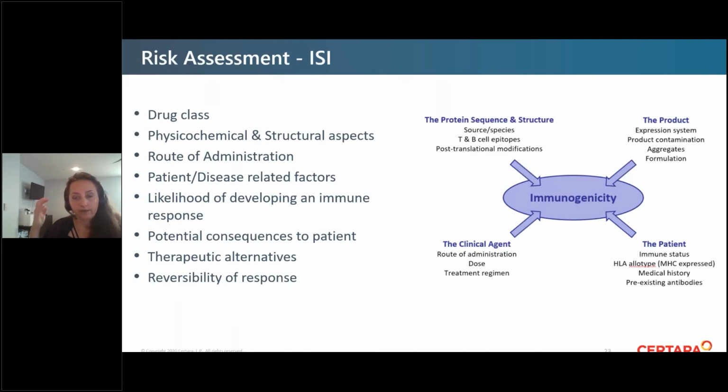So what is in the risk assessment? The first part of your ISI, you're going to talk about the drug class, the route of administration, any patient disease-related factors, what's the likelihood of developing an immune response, what are the consequences to the patient? Is it just that this drug doesn't work for them anymore, or is there a potential for further adverse events if you develop an immune response to an endogenous protein? And what's the reversibility of the response? Does the ADA persist for a long time, or does it go away?